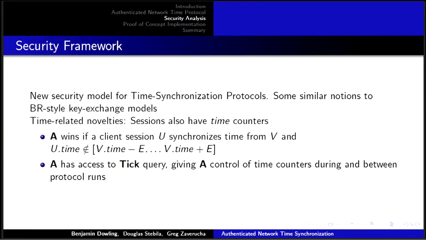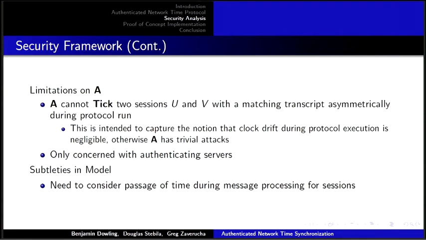So sessions, in their session state, also have a time counter. The adversary wins if it can force the client to synchronize time inaccurately, outside the accuracy margin of some server session's counter. In addition, we give the adversary access to a tick function, which allows it to increment the time counters of any given session, essentially giving them control over the computation speed and latency of a network.